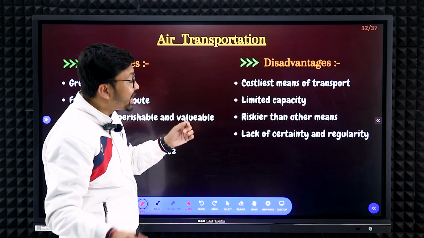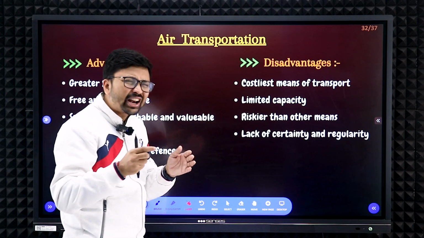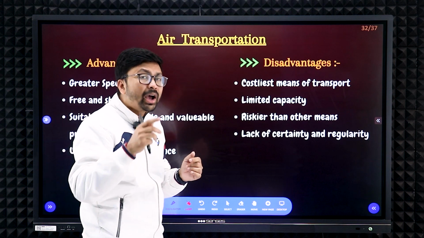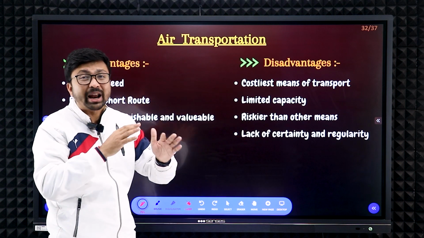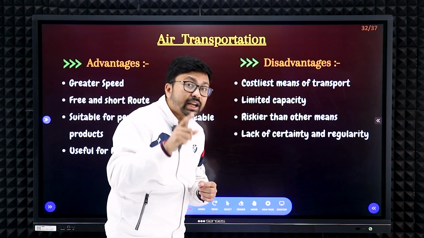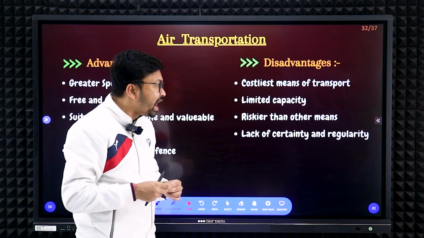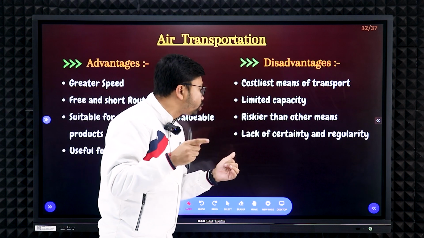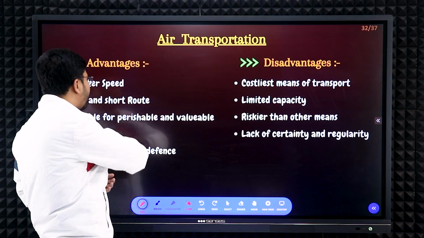Next, the disadvantages. As I said, it is very costly and has limited capacity, right? Limited capacity, that is the problem. Another problem is that setup cost and maintenance cost are very high. And there are other factors too. The risk factor is also there, right? So those are the problems of air transport.